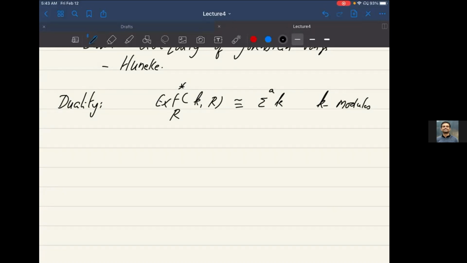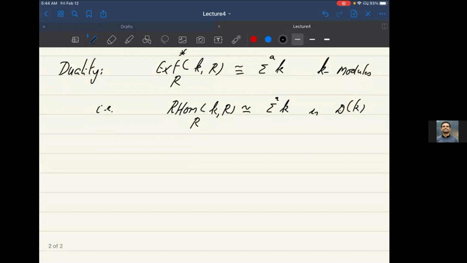Now you can rewrite this as the following. All this is saying is that this is equivalent to this. This is the same data, equivalently, in the derived category of k vector spaces. Because these are just modules, complexes concentrated in one degree, saying that the complexes are quasi-isomorphic is the same as saying their homology modules are the same.